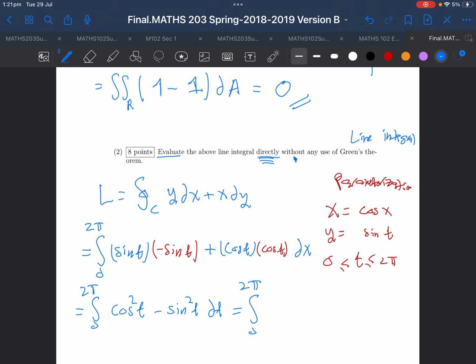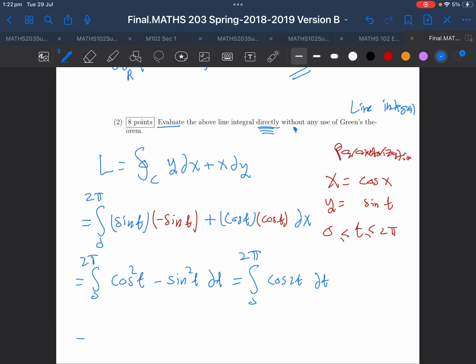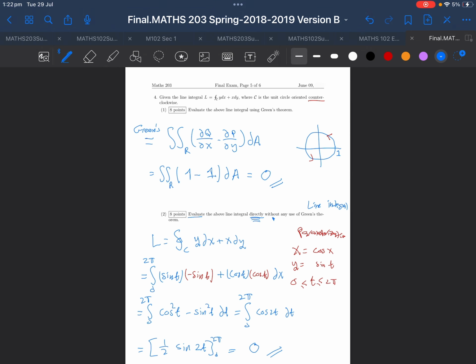Now for cosine squared and sine squared, you can use the half angle formula for each one, and the final result will be in terms of 2t. I'll just do it quickly here. So the integral will be just half sine 2t from 0 to 2 pi. Substitute 0, substitute 2 pi, again you get 0, which is expected, as we get the same answer. Either we do it directly or we do it with Green's theorem, we get the same answer.